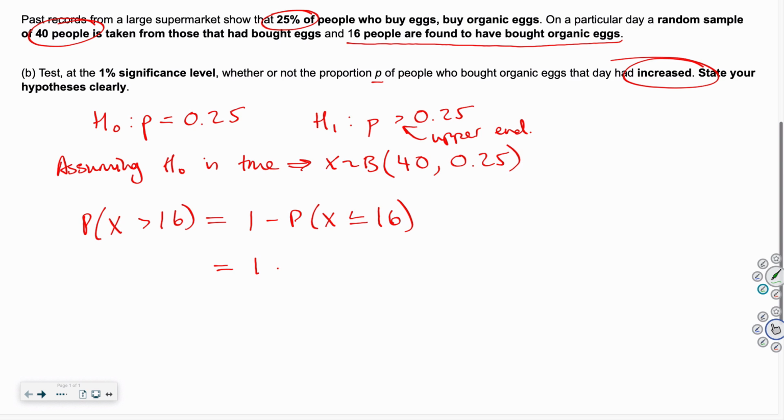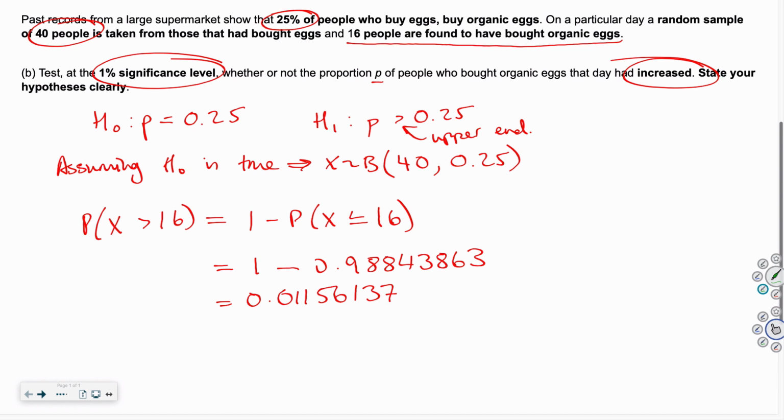So when we put that in our calculator, we get 1 minus 0.988438663. And 1 minus that gives us 0.0115637. So that's the probability, assuming H0 is true, that we are at 16 or greater. Now we're going to compare that with our 1% significance level. And as we can see, that's greater than 0.01 or 1%. So therefore, if it's greater than, we're in the acceptance region.